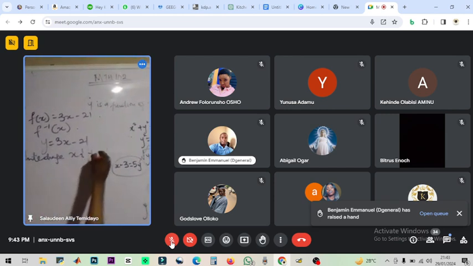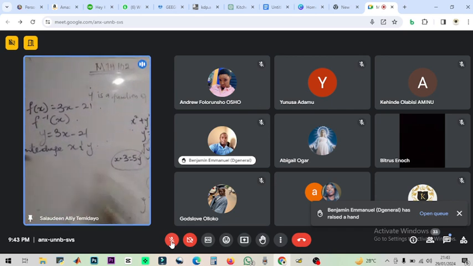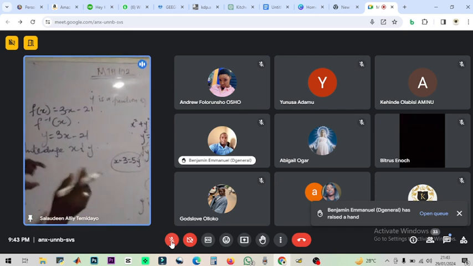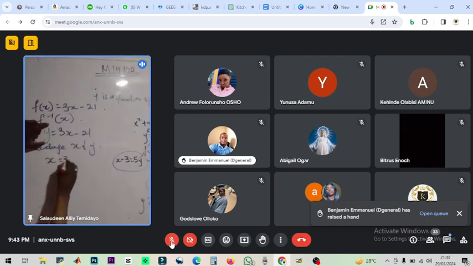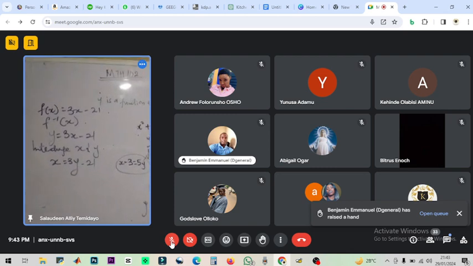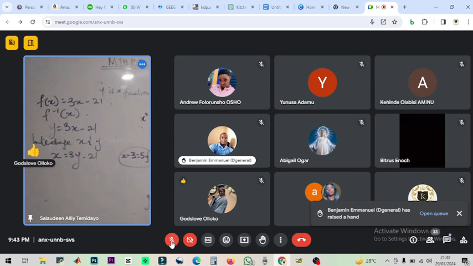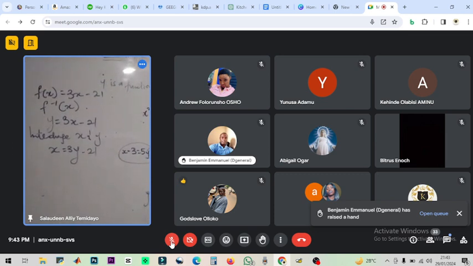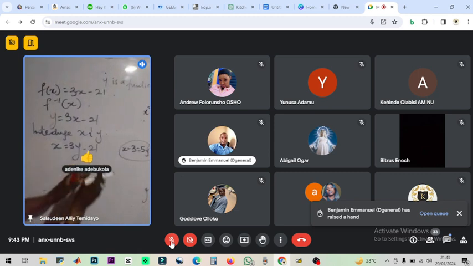Interchange x and y. You understand the meaning of interchange. Just change where x is. Change x to y, change y to x. Interchanging x and y means this becomes x equals, and this becomes 3y minus 21. This is God's law. Do you know what we did here? So now I've gotten x equals 3y minus 21.